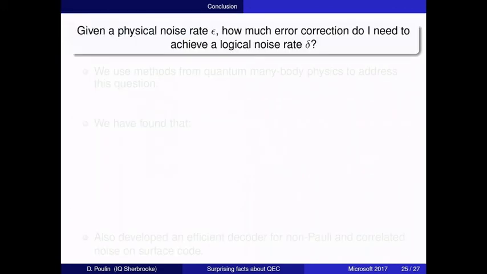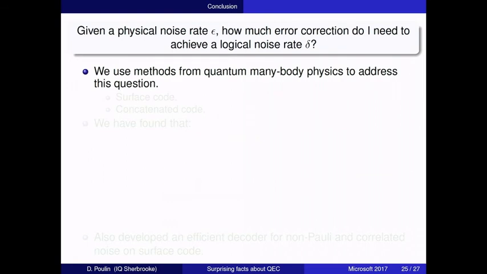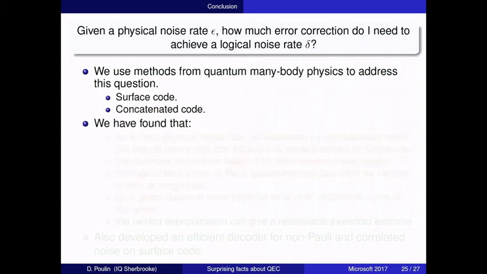Not a problem. Okay, so here are my general conclusions. The question motivating this line of research was, given a physical noise rate epsilon, how much error correction do I need to achieve a logical noise rate delta? I think the first conclusion is that this question doesn't make any sense. There's not enough data in the question to provide an answer. But what we've done is use methods from quantum many-body physics to address this question for the surface code and concatenated codes.